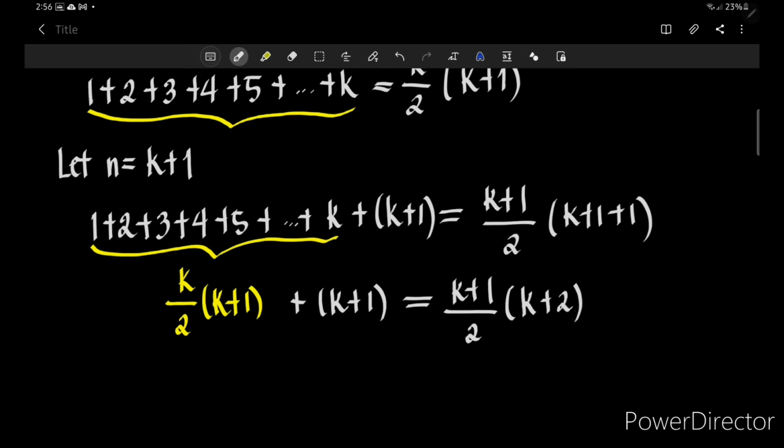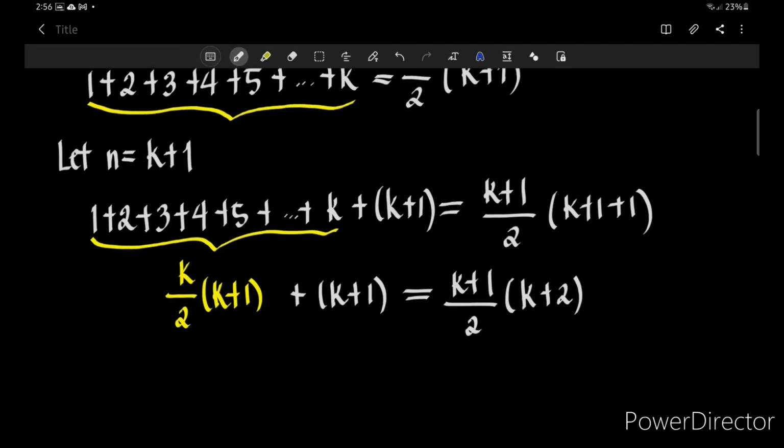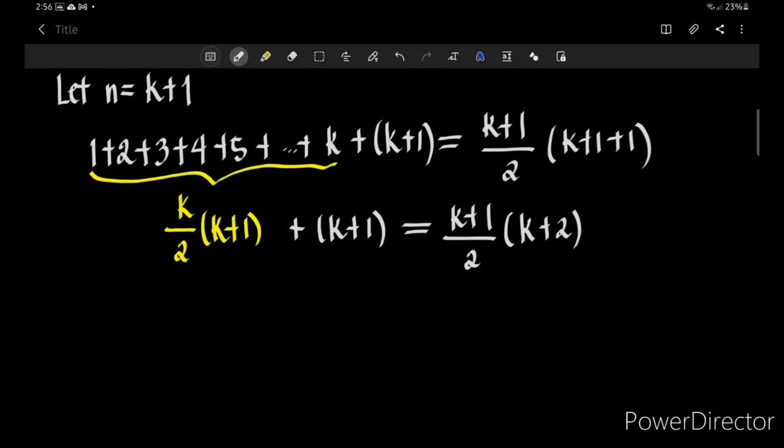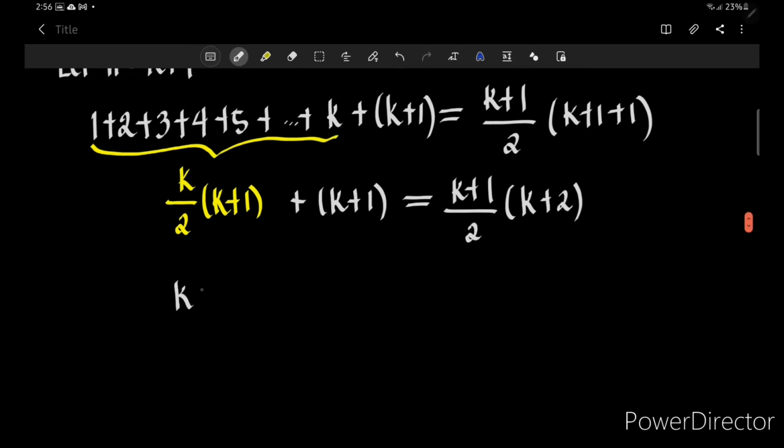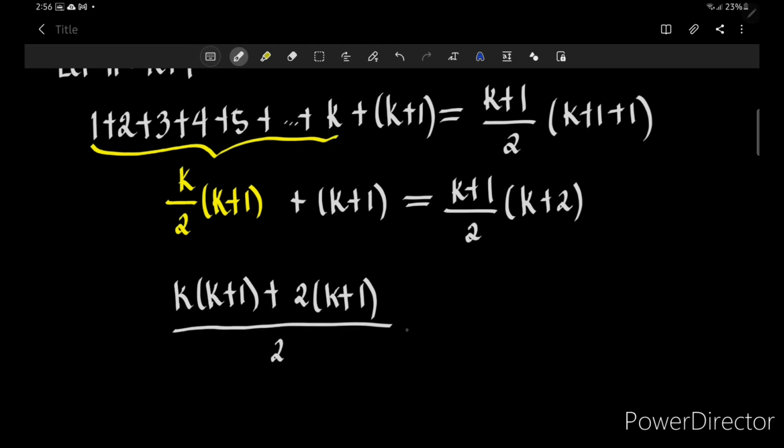Okay? Ngayon, paano natin ipapakitang ito ay equal lang sa isa't isa? Isi-simplify lang po natin sila. Okay? Ngayon, yung left side, pwede natin tong isulat. Gamitan lang natin ng onting algebra. This is equal to k times k plus 1 plus 2 times k plus 1 all over 2, equal, sa right side, sulat lang natin siya ng maayos. We have quantity k plus 1 times quantity k plus 2 all over 2.